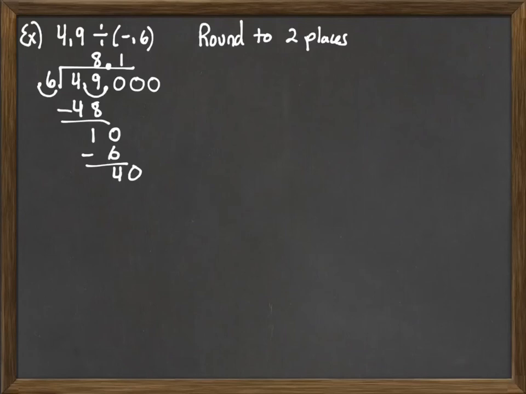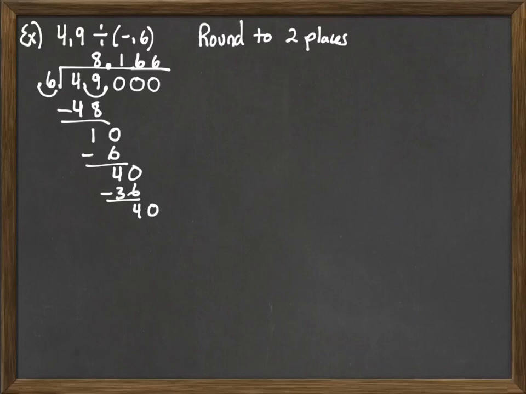And now we have 6 into 40, which can go 6 times. 6 times 6 is 36. We subtract, and we have a 4 left over again. Bring down a 0, it's going to be a 40. So this is actually going to be repeating. So the next one, 6 goes into 40 6 times. I don't have to do any of the actual division. I just need to know what that place is, because now I can use it to round.